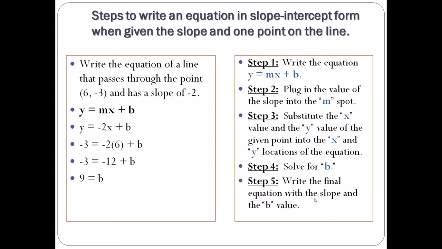So we can write the final equation. The final equation is going to look like this. Y equals mx plus b. But what's the m? Negative 2. And what's the b? Positive 9. Now you have answered the problem. That is how you write an equation in slope-intercept form if they give you an ordered pair, that's not the y-intercept, and a slope.